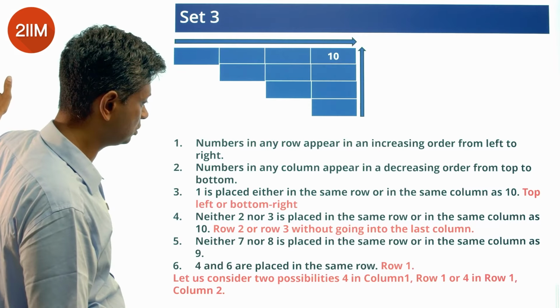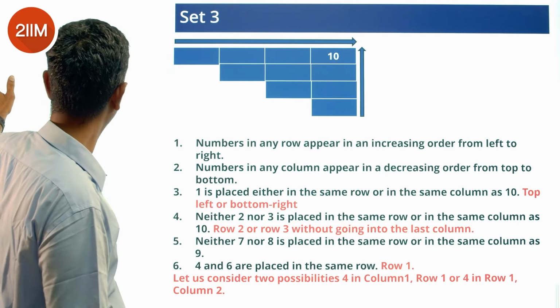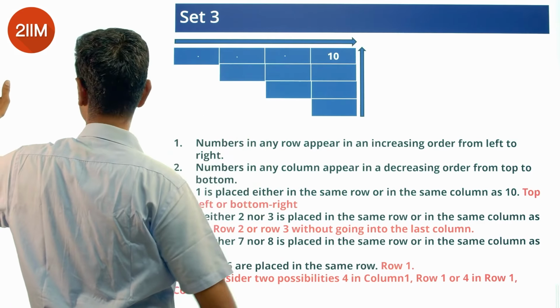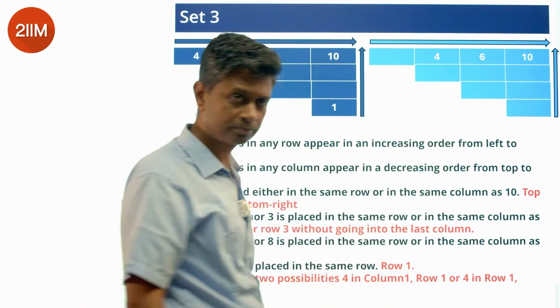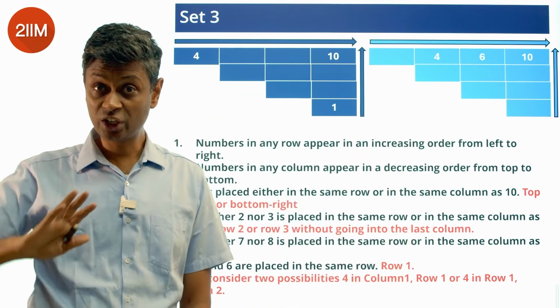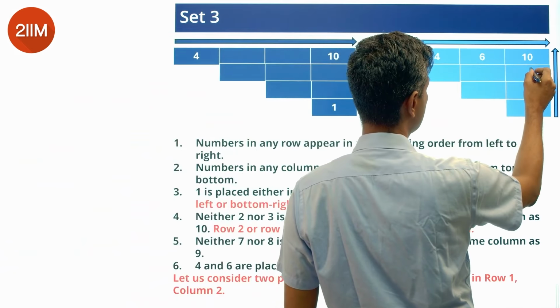Four in column 1, row 1 or column 2, row 1. So we can put 4 here or here. 4 can be here or 4 can be here. If 4 is there, 6 has to be there. Right? Now I'm already thinking the 7, 8, 9 constraint could run into trouble. So I put 4 here, 6 here, 9 has to be here.